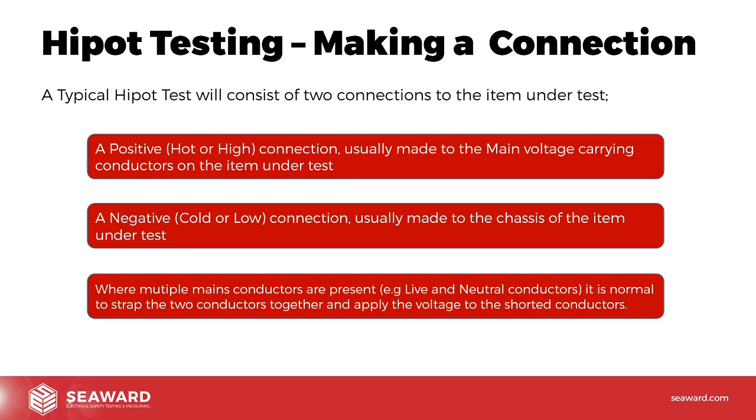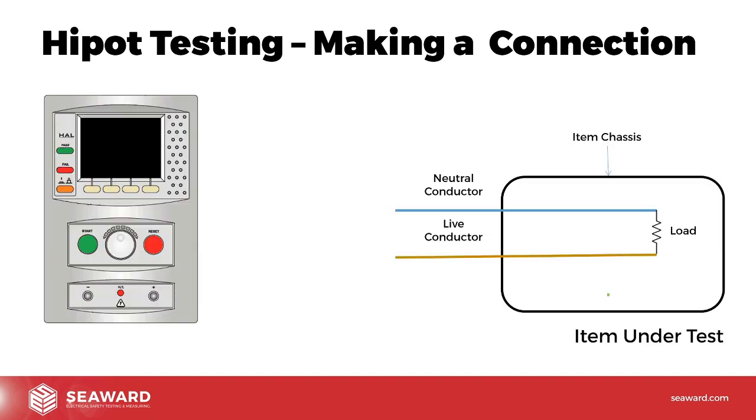Now, it's typical that where you do have mains carrying conductors, particularly multiple, like live and neutral, or even on a three-phase system, you've got multiple lives. It's normal that we strap those conductors together and then we apply the voltage to all of the shorted conductors and then use the return on either, like I said, the chassis or the earth cable. So let's have a look at that in real world terms.